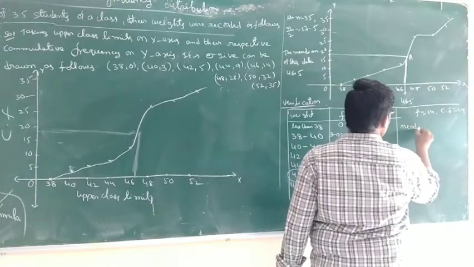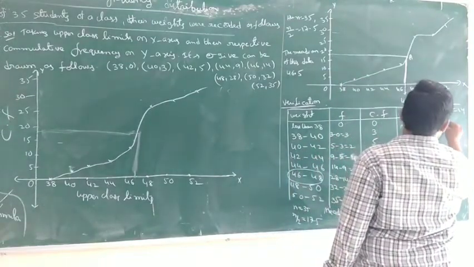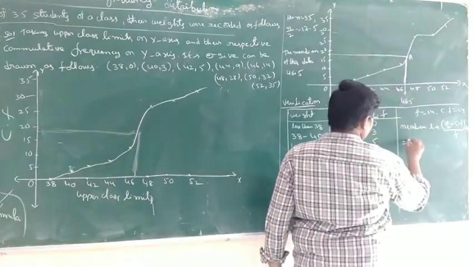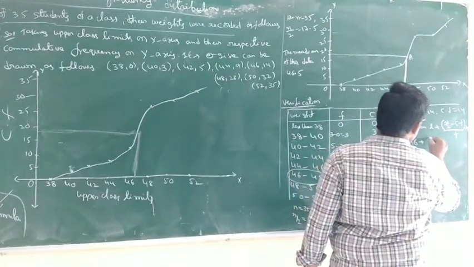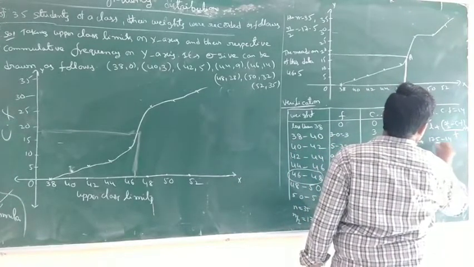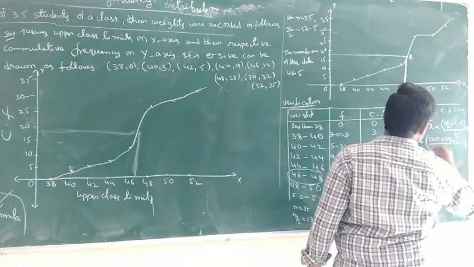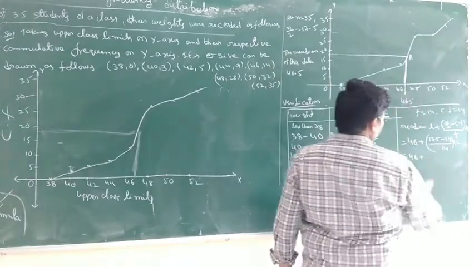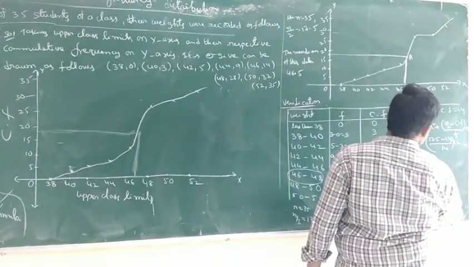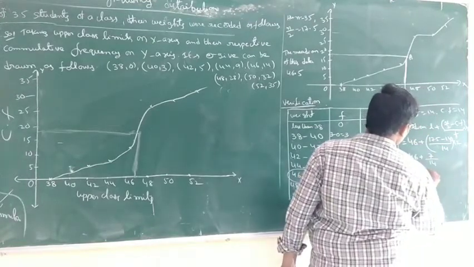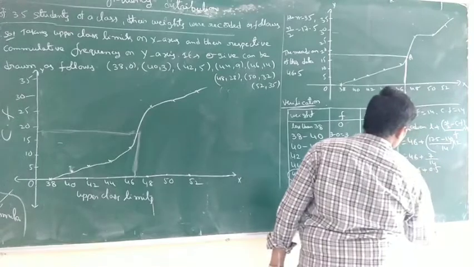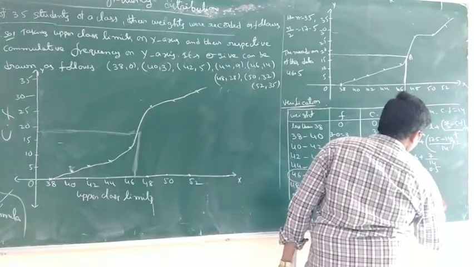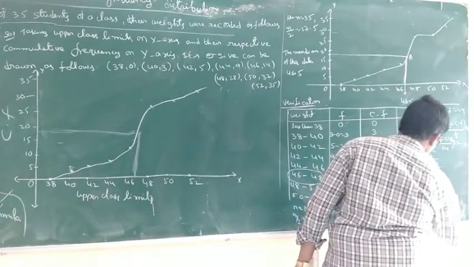So the median formula is L plus n by 2 minus cf by f into h. So L is equal to 46 plus n by 2, which is 17.5 minus 14, by 14, into 2. That is equal to 46 plus 3.5 into 7 by 14. 7 by 14 is equal to 0.5. So that is equal to 46.5. So the median is equal to 46.5.